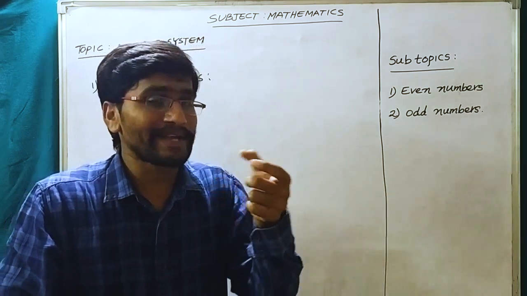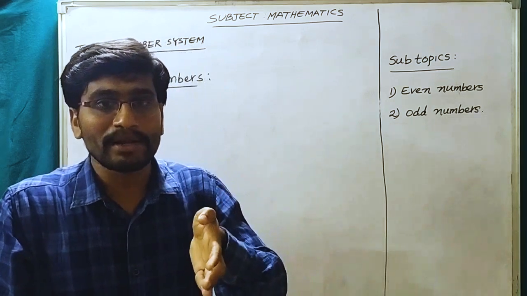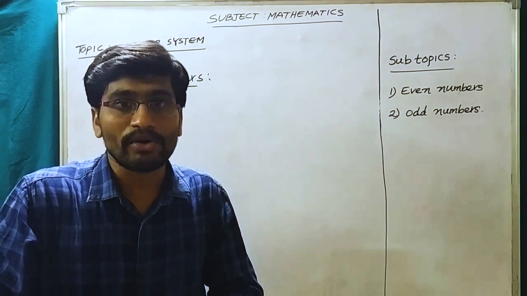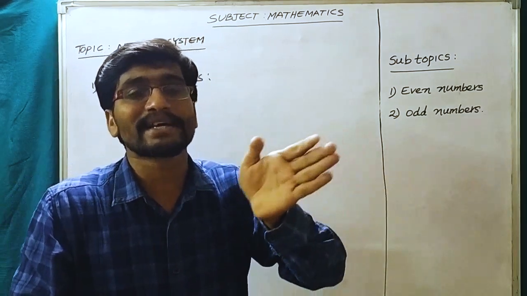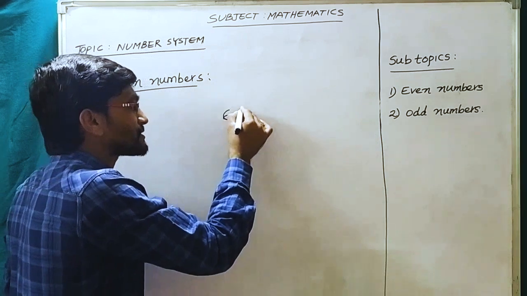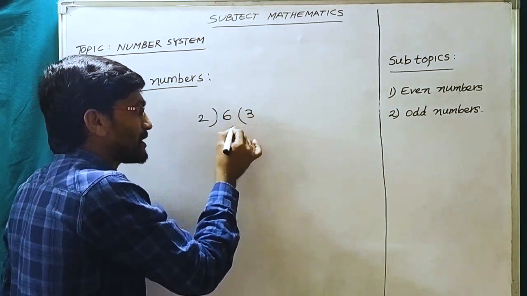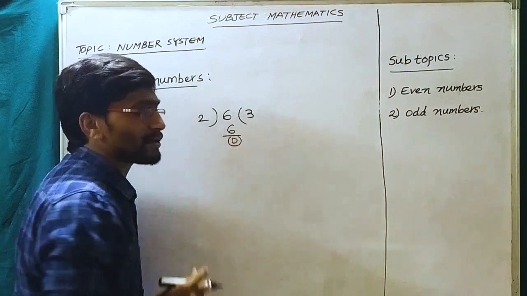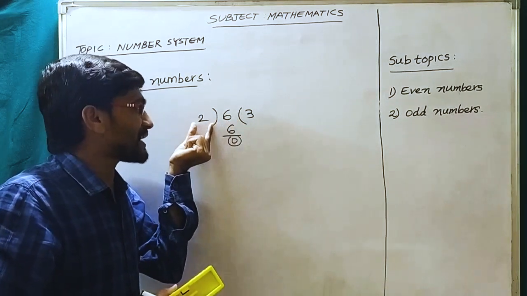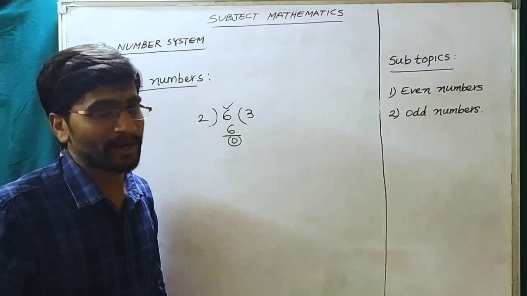What is the meaning of exactly divisible by 2? That means if we consider a number, if it is divided by 2, if we get the remainder equal to 0, then we say that that number is exactly divisible by 2. For example, I consider a number 6. I want to divide 6 by 2. 2 3s are how much? 6. Then what we get the remainder? We got the remainder is 0. So that 6 is exactly divisible by 2. Hence, 6 is an even number.